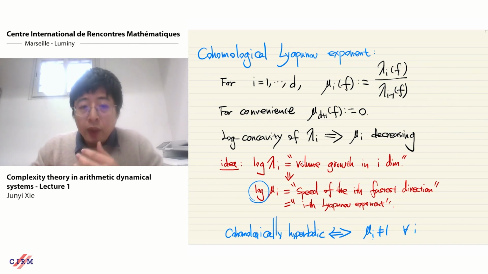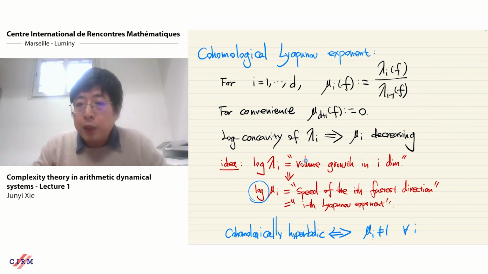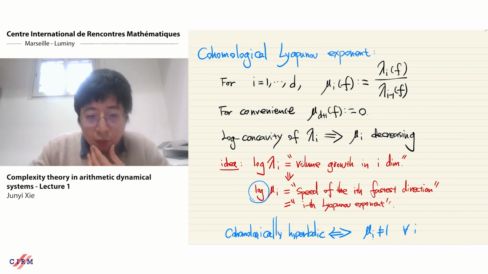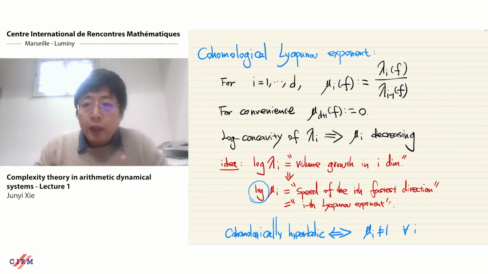So it means that this volume growth is basically the sum of the speeds of the first i fastest directions. So it shows that the log of this mu_i should be the speed of the i-th fastest direction, which is the i-th Lyapunov exponent. So basically we think this log mu_i should be the analog of the i-th Lyapunov exponent.